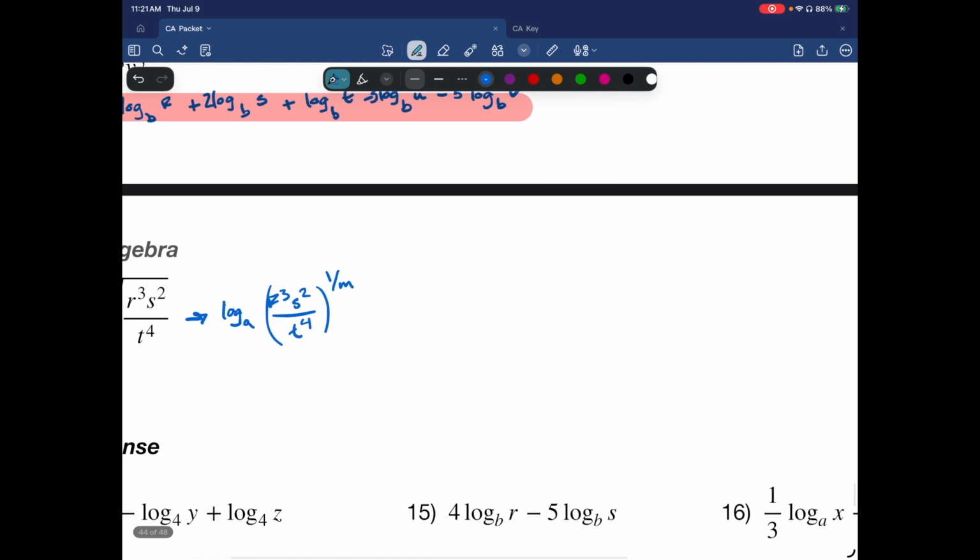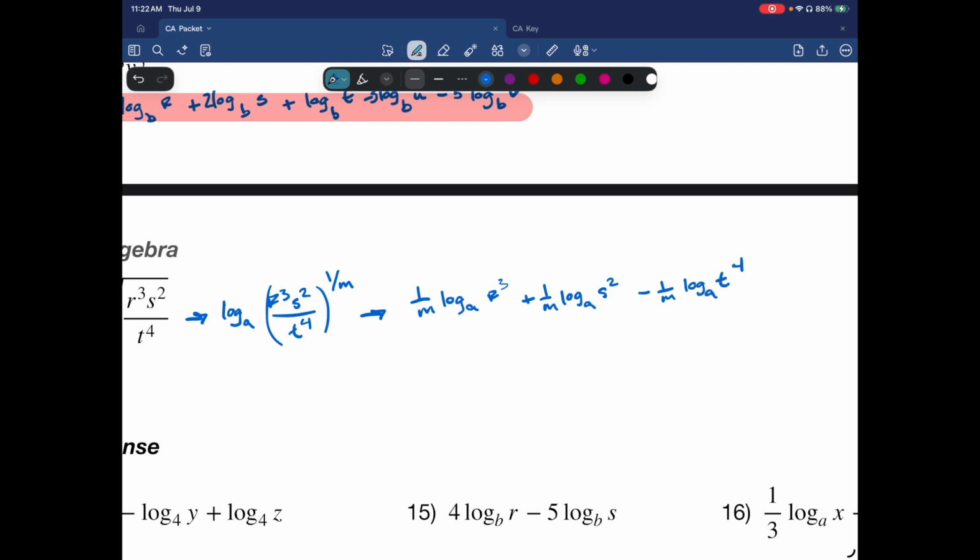So now this is going to be 1 over M log base A of R cubed. I'm doing this in steps. So that's the first term. Then I got 1 over M log base A of S squared, minus, because T is in the bottom, 1 over M log base A of T to the 4th.